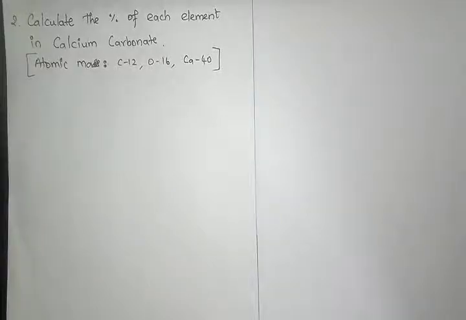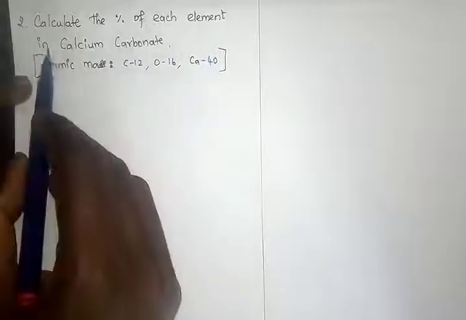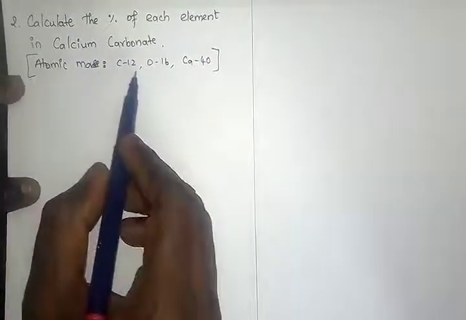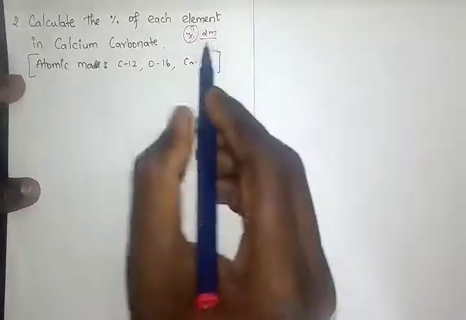In the previous video we started the book back exercise, that is, solve the following problems. So with that continuation, I am going to solve the next sum given in the ninth part of the textbook calculations, that is, calculate the percentage of each element in calcium carbonate. It is a very simple sum. It is often asked in 2 marks. Very simple sum.